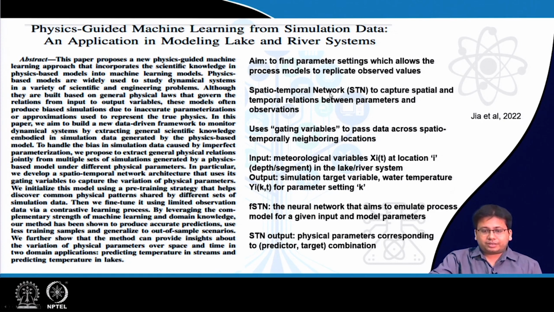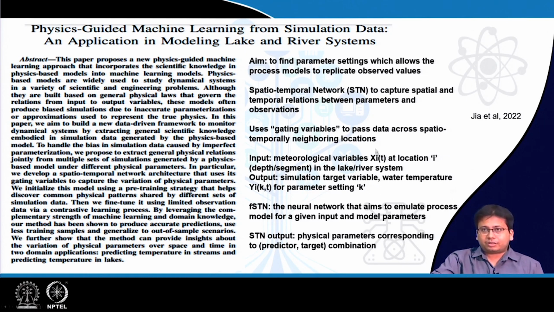So they have developed a STN or spatiotemporal network. This is not very different from the concept of the spatiotemporal Markov random fields which we talked about earlier, which have the H functions and so on. Of course, this is not a probabilistic model, so it does not have the H potentials. Instead, it has certain gating variables, and these gating variables are used to pass the data across the spatiotemporally neighboring locations. So the input is the various meteorological variables at a particular location i in a lake or a river system, and the output is some kind of target variable.